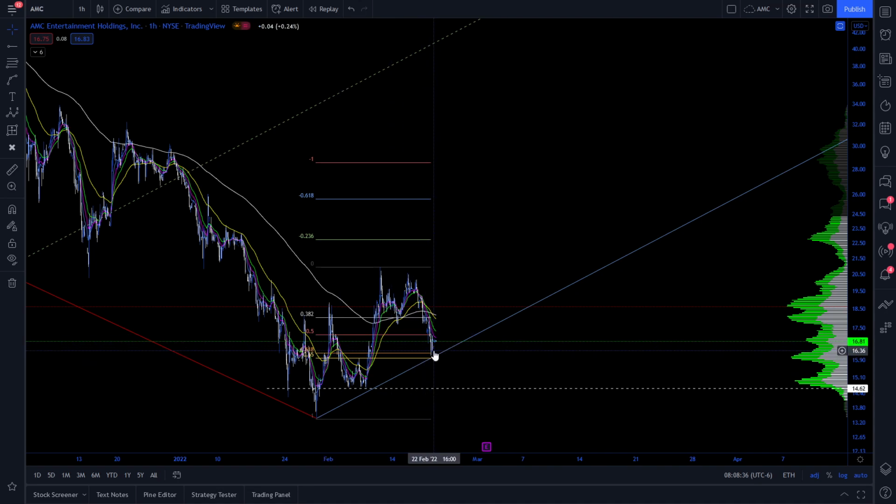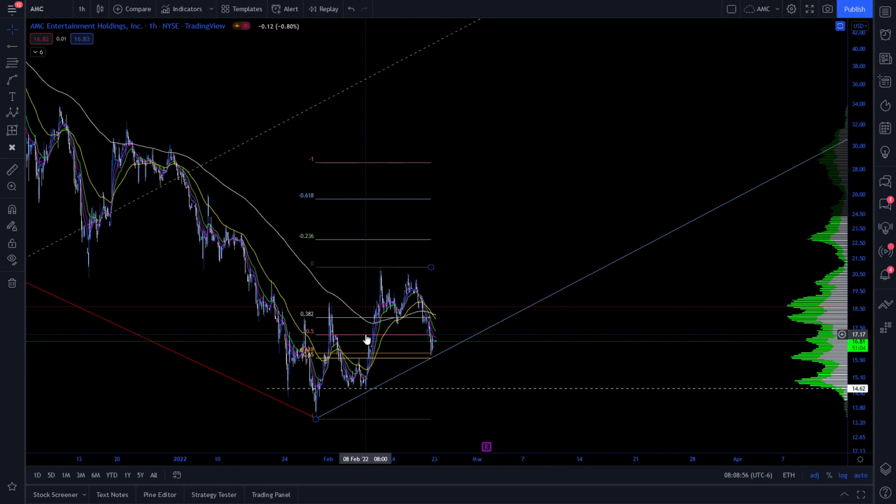So they are engaging. We also have this trend line here from the pitchfork. So we have 1, 2, 3 tests. So on that third test, we're seeing a little bit of support, rejection, pushing higher. So what I would like to see is for us to move up from here. If we can get back above the 200 EMA, that'll start looking really good.